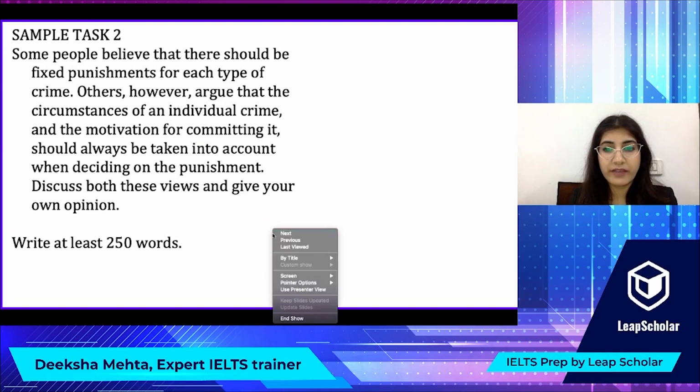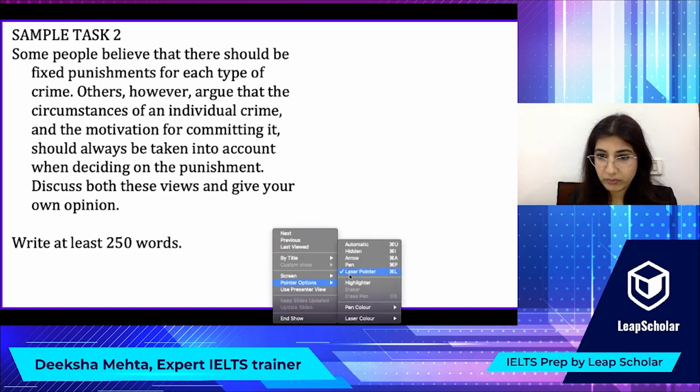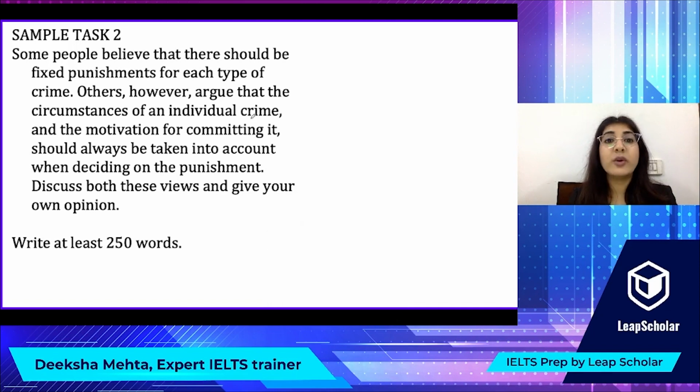So, the first thing that we need to do is look at the question more carefully. So the question is presenting us two views. Let's look at the first view. The first view states there should be fixed punishment for each type of crime. The second view states that the circumstances of an individual crime and the motivation should be taken into account. So these are the two views. And the third main point should be your own opinion.